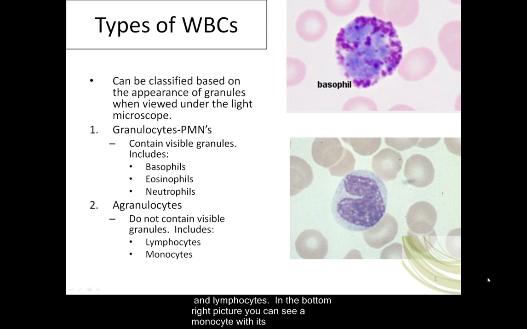Agranulocytes do not contain visible granules when stained, and the white blood cells in this category are the monocytes and lymphocytes. In the bottom right picture, you can see a monocyte with its U-shaped nucleus.